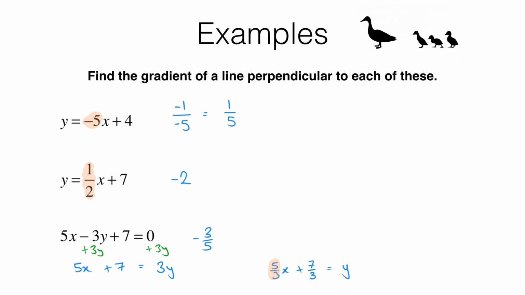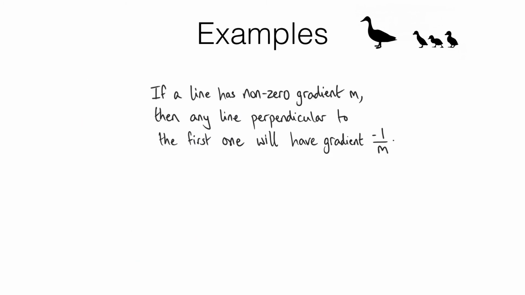I recommend you scroll down the page and play around with the applet we've got. You can move a couple of points around to set the gradient of one line, and the applet will show you the gradient of the perpendicular line.